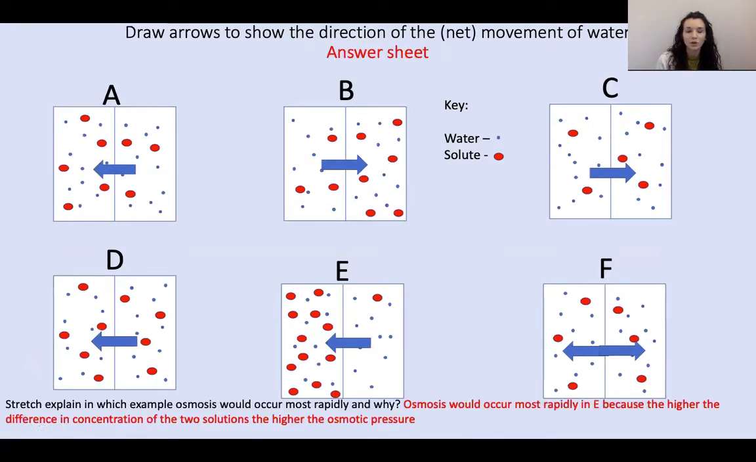And the stretch question was: explain in which example osmosis would occur most rapidly. So it would occur most rapidly in E. It would occur at a greater rate for E, because there's that higher difference, that higher concentration gradient between the two solutions. Okay, well done if you got that right. If you need to correct a few, then do so. It also might be worth, if you want to, pausing the video and drawing out some of the diagrams. Well done.